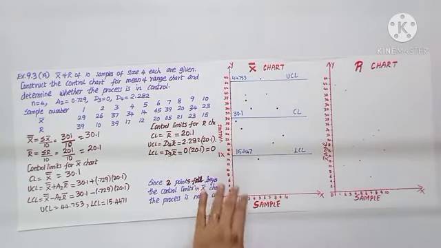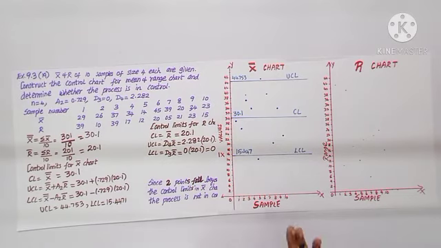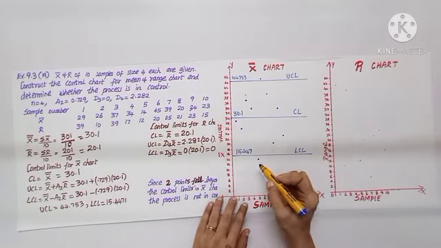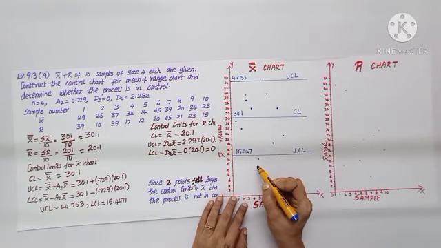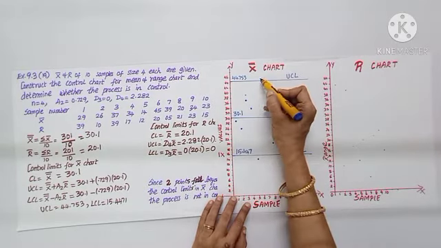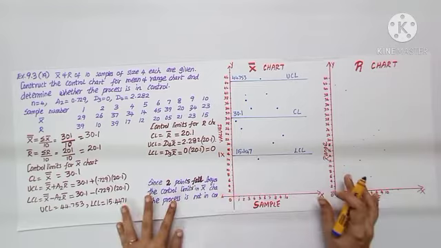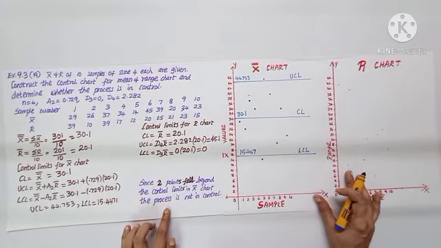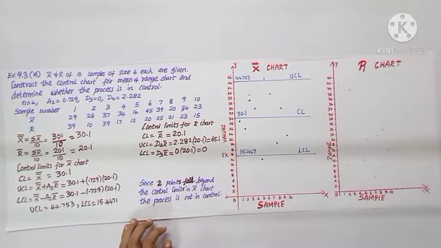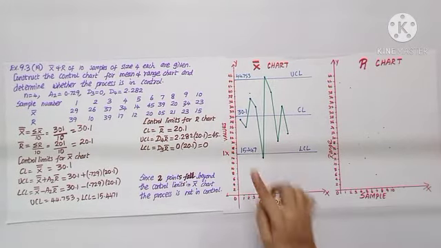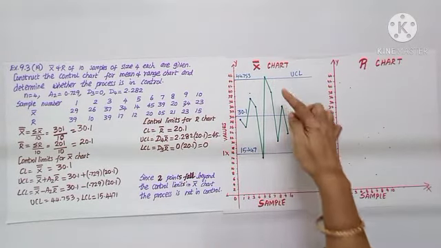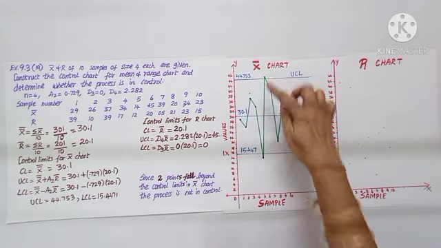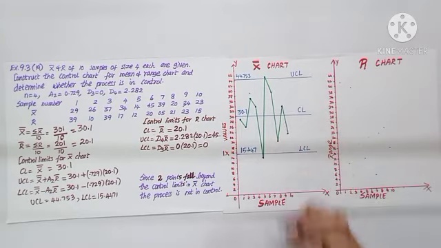Just join the points to check whether they all fall within the limits. As of now, here a point is below LCL, here a point is above UCL. So we will declare the process is not in control. Just draw the lines connecting the points to show that 2 points are beyond the limits.